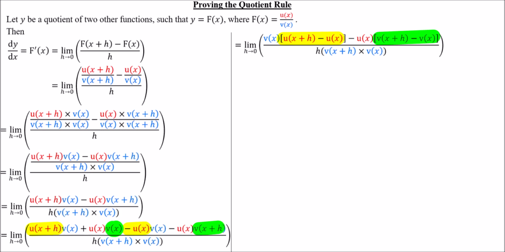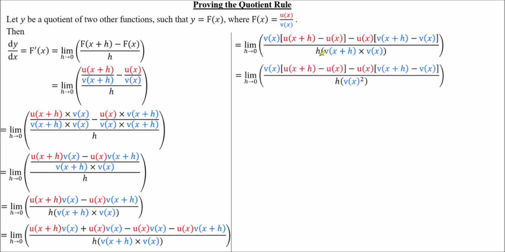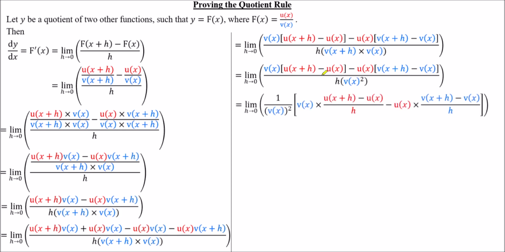Okay, so now moving on to the next line of reasoning, we have this. As h shrinks towards 0, v of x plus h becomes one and the same as v of x. So this denominator becomes h times v of x multiplied by v of x, because x plus h approaches x. So v of x times v of x can be replaced with v of x all squared. So now I can factorize out 1 over v of x all squared, just leaving here these two limits in red and in blue.